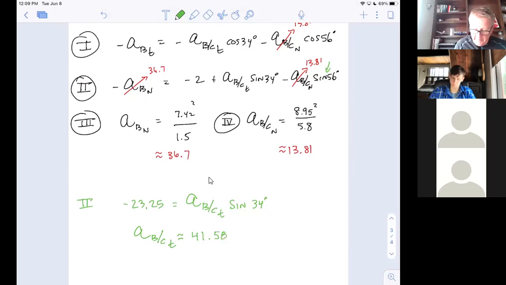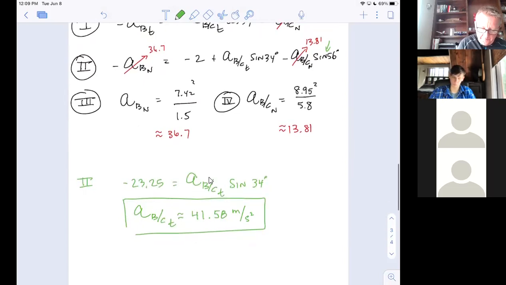And notice that's a tangential or a speed acceleration. So that's meters per second squared. So that feels like an answer. I've sort of forgot what I was even trying to calculate now.